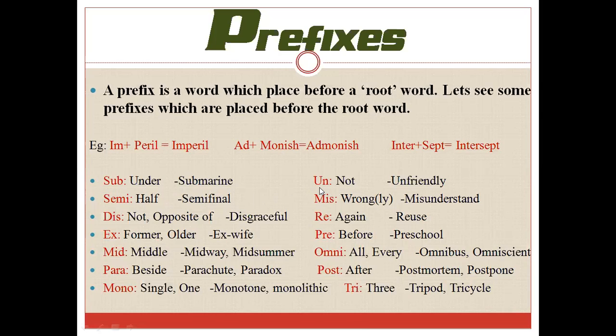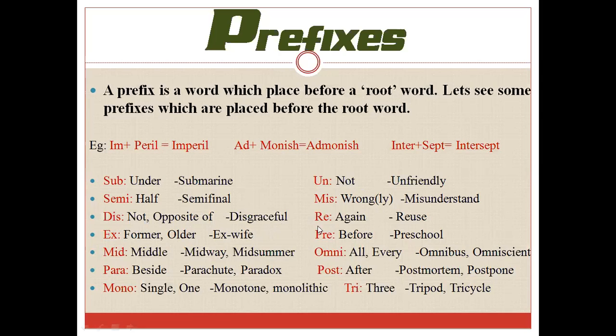And next, un means not: unfriendly. So her attitude is unfriendly. He is not that friendly. So whenever you are using un with any word, make sure you are telling this one, not. And the prefix dis means not or opposite of. So disgraceful: your behavior was disgraceful. So not graceful. Here it means not. So your behavior was not graceful. That is what it conveys when you place this before something.